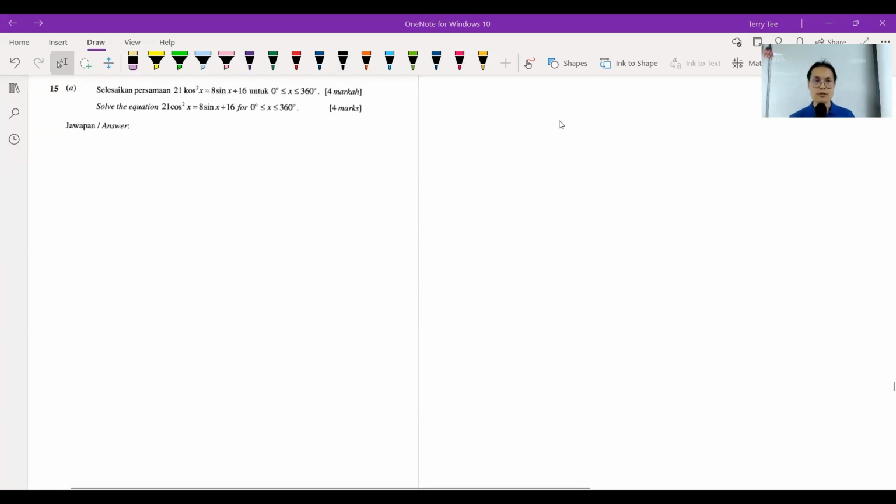Okay, the last question, this is from Fungsi Trigonometri. First one, we have to selesaikan persamaan. So, okay, I'm going to use C for cos. You write K also can. So I'm used to using English.